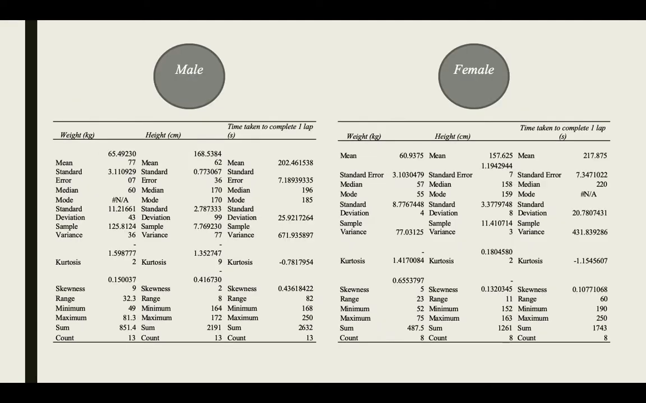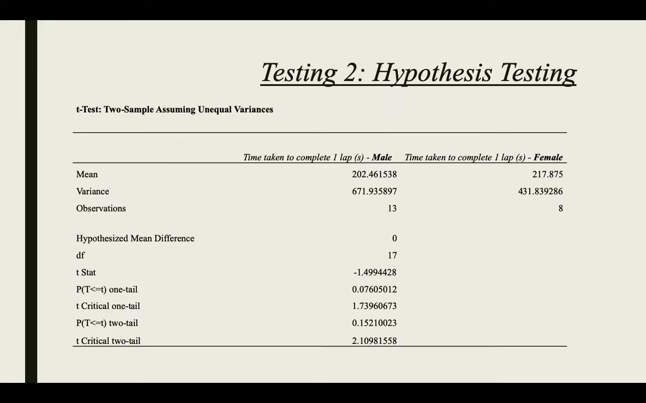So for the next descriptive statistic, we sort the data into gender, male and female, and we have the data for weight, height, and time taken, which is for mean, median, mode, standard deviation, variance, kurtosis, and skewness for both genders. So we move to the next testing.